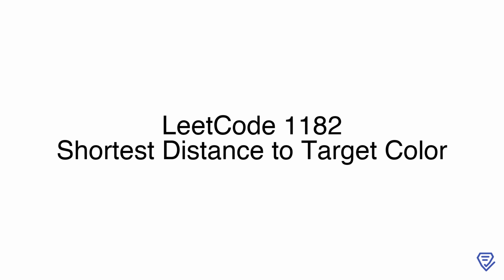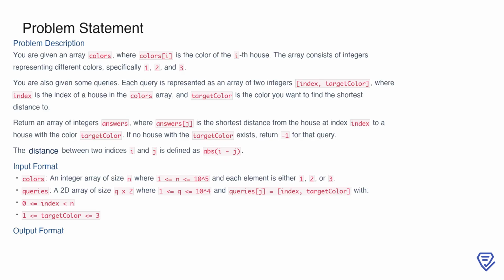Let's dive in. In this problem, you are given an array called colors, where each element represents the color of a house. The color is denoted by an integer, specifically 1, 2, or 3. Additionally, you are provided with a list of queries. Each query consists of two values, an index, which represents the position of a house in the colors array, and a target color, which is the color you want to find the shortest distance to.